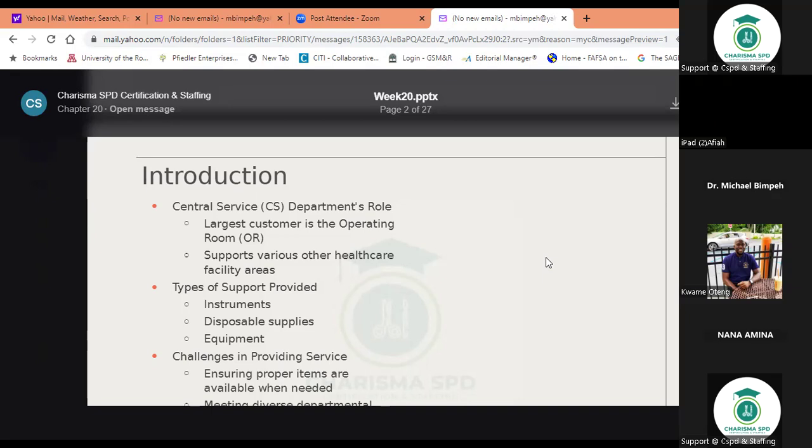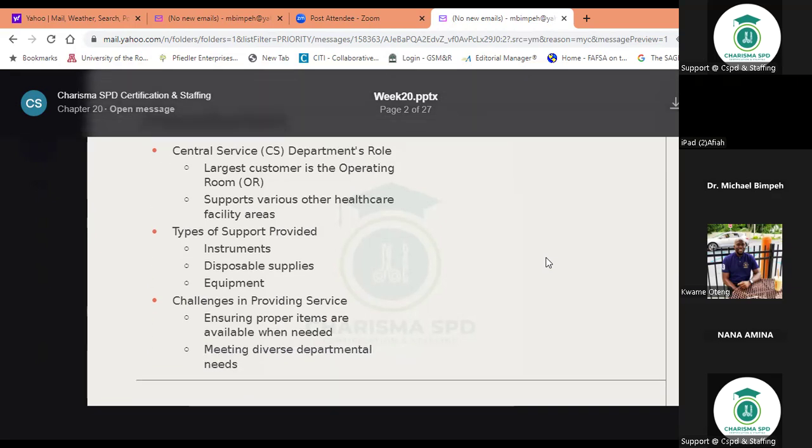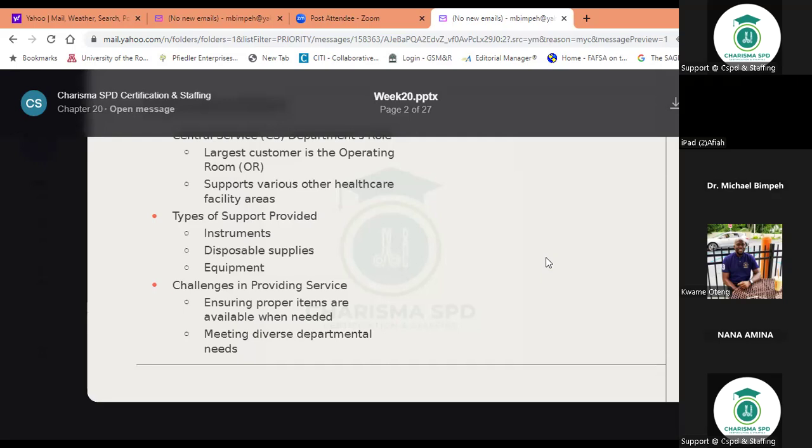Types of support provided: instruments, disposable supplies, and equipment. We also handle equipment like the crash cart, flotation, IV pumps, those kinds of things. So those are the equipment. But the instrument is our fundamental responsibility, the instruments or the instrumentation, the trays. That's our fundamental responsibility.